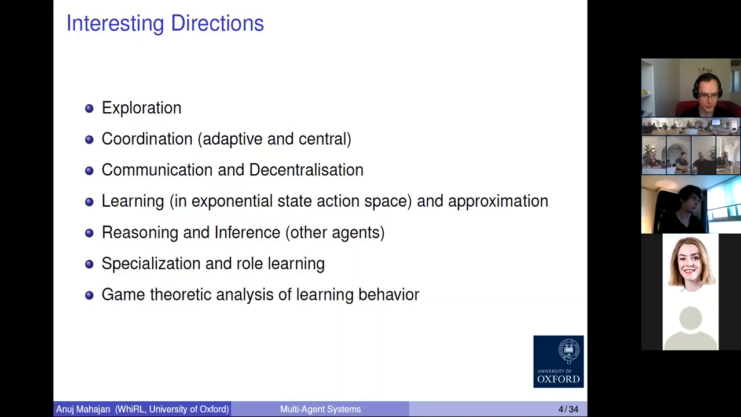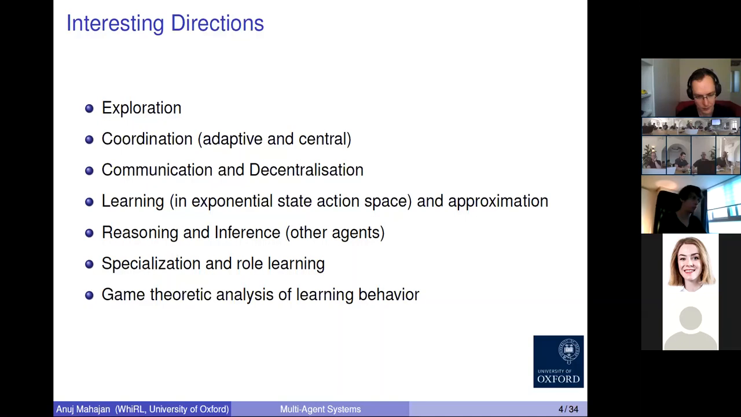The fourth problem is, of course, that of learning, because as soon as you cast a problem as a multi-agent system, or if you're trying to solve any big realistic task, the state and action space might be very large. In fact, it's exponential in the number of agents for a multi-agent system. And so we have to come up with very clever means of approximating the associated quantities for our solution. They could be the value functions or the policies and so on.